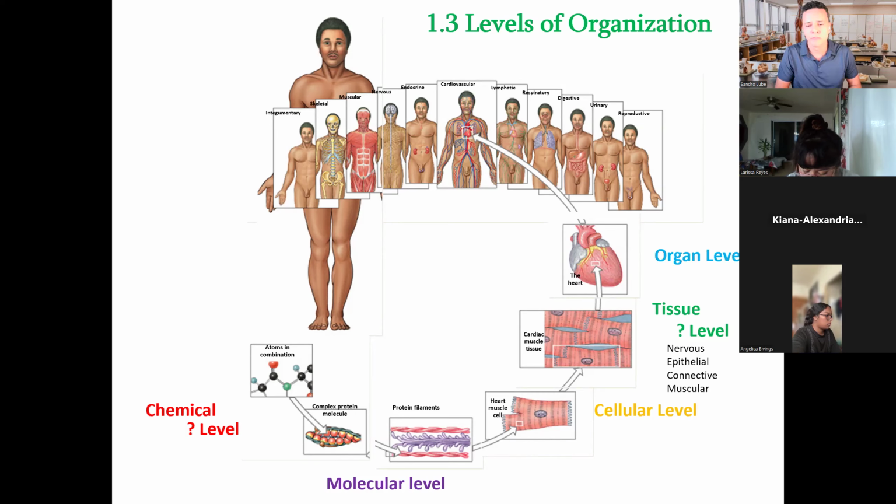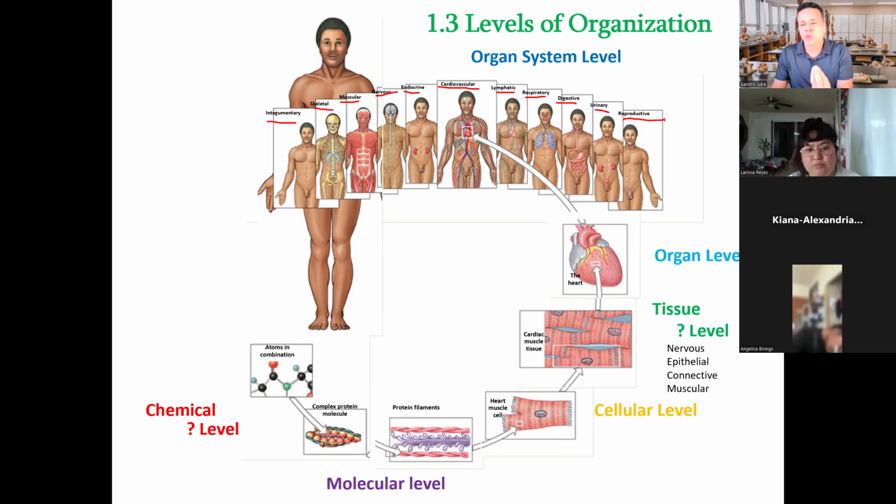spleen, etc. Now, when we group different organs together, now we have what we call the organ system level of organization. And there are a total of 11 organ systems. What are they? We have integumentary, skeletal, muscular, nervous, endocrine, cardiovascular, lymphatic, which also includes the immune system, respiratory, digestive, urinary, and reproductive.